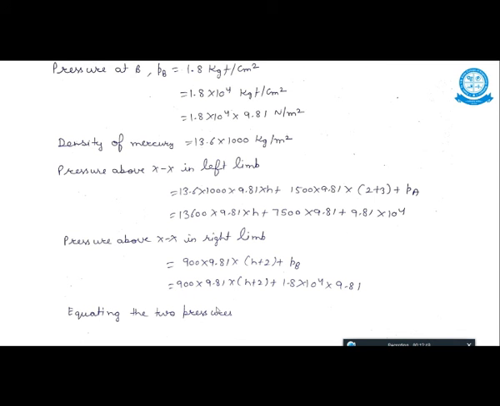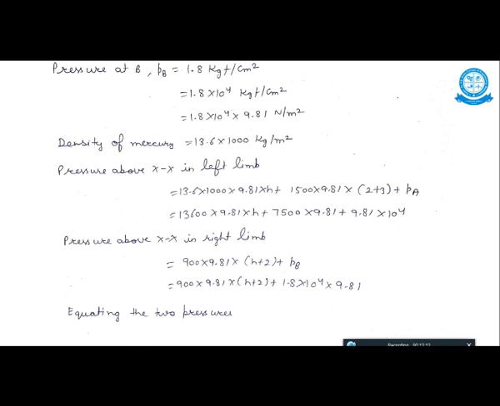The pressure at point B, PB, is equal to 1.8 kg per centimeter square. So we have to convert this kg into Newton and this centimeter into meter. So we get 1.8 multiplied by 10 raised to 4 and into 9.81 Newton per meter square. Now how can we find out the density for mercury? It is 13.6 multiplied by 1000 kg per meter cube.